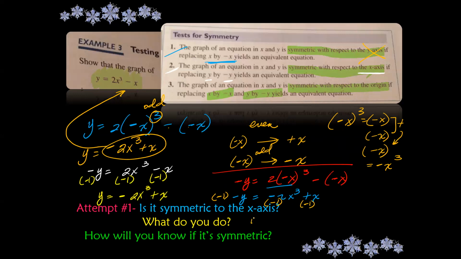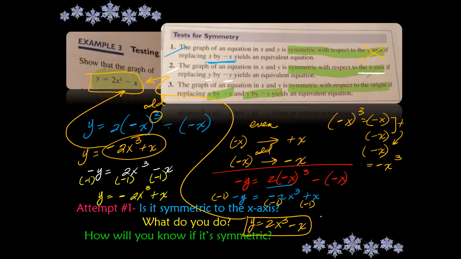Negative 1 times y gives me a positive y. Negative 1 times a negative 2x cubed is a positive 2x cubed. Negative 1 times x is a negative x. So as I look at this original equation here with my equation, do they match? Yes, they do. So what does this mean? That means it is symmetric with respect to the origin.